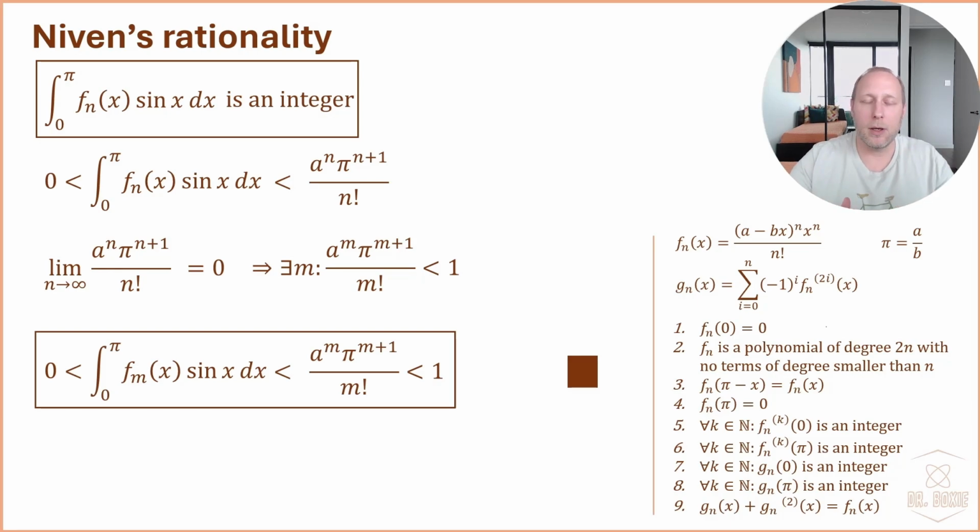As we saw before, it was an integer. An expression cannot be an integer and strictly between 0 and 1 at the same time, which proves that the original assumption, namely that pi can be written as the fraction a over b, is false. This is one of the many proofs that pi is an irrational number.